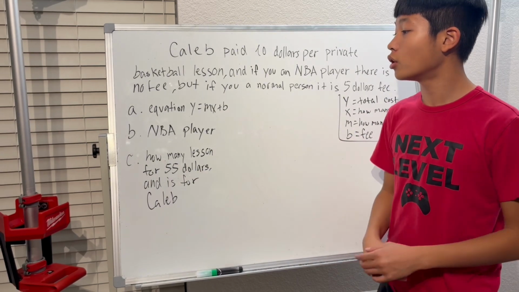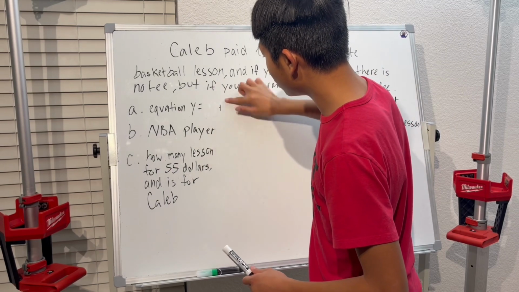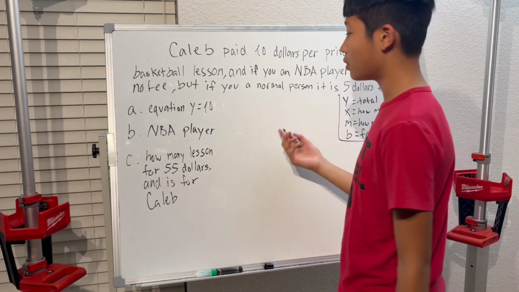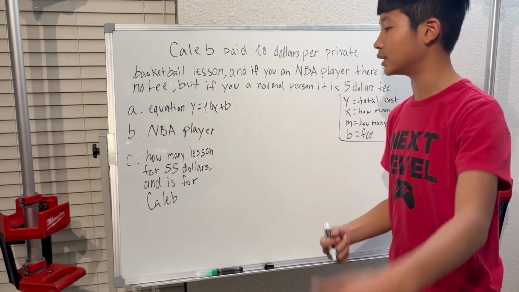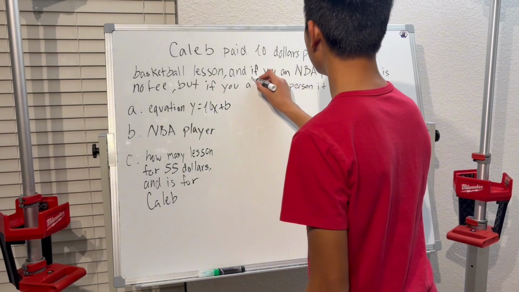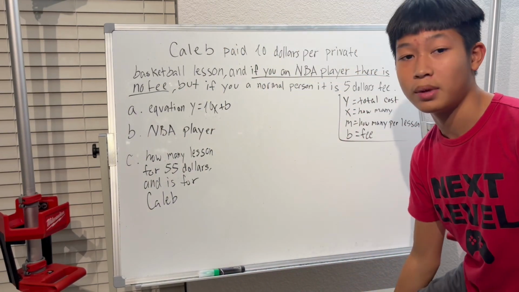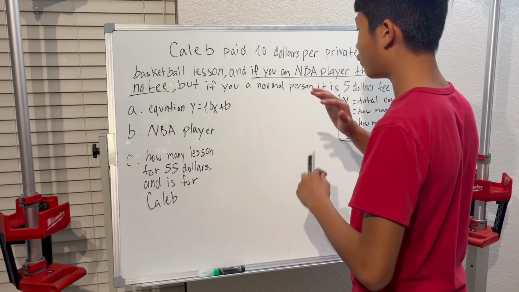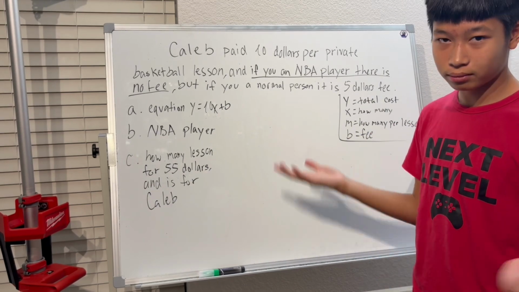Okay, now we're gonna move on to part B. So we did part A, which is y equals 10 times x plus the fee. So that's the first part, we're done. Very nice. Second part, what if you're an NBA player? If you're an NBA player, there's no fee. There's no charge if you're an NBA player, okay? So that means there's no fee, so basically 0 fee. So we don't need a b, okay? Basically plus 0, which is the same thing.